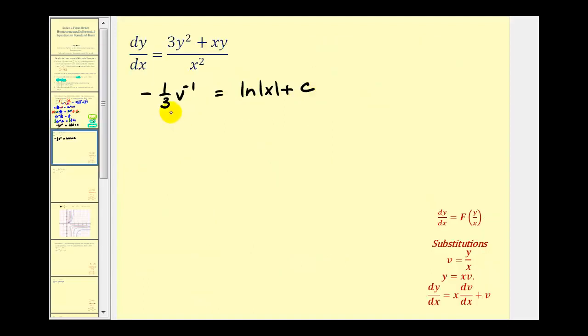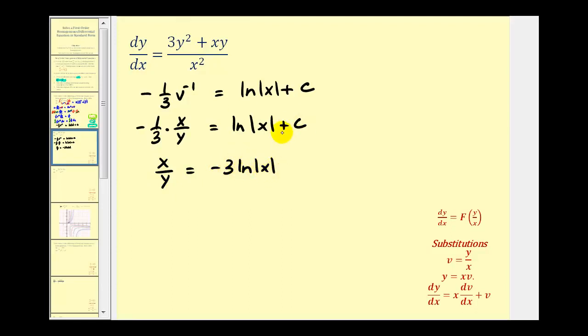Let's go ahead and write this back in terms of x and y. So if v equals y divided by x, v to the negative 1 power would be x divided by y. So we'll have negative 1/3 times x divided by y equals natural log absolute value of x plus c. Let's go ahead and eliminate this fraction by multiplying both sides by negative 3. So we'd have x divided by y equals negative 3 times natural log absolute value of x. Then we'd have minus 3c, but let's let c sub 1 equal negative 3 times c. That way we can just write plus c sub 1.